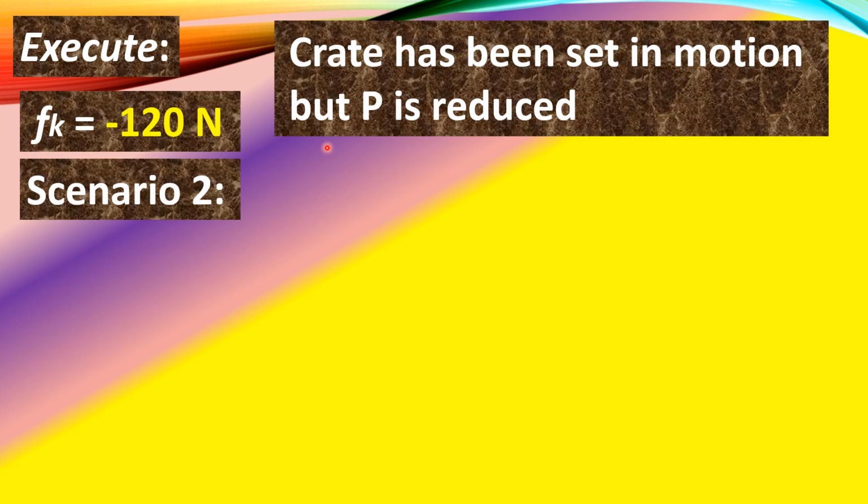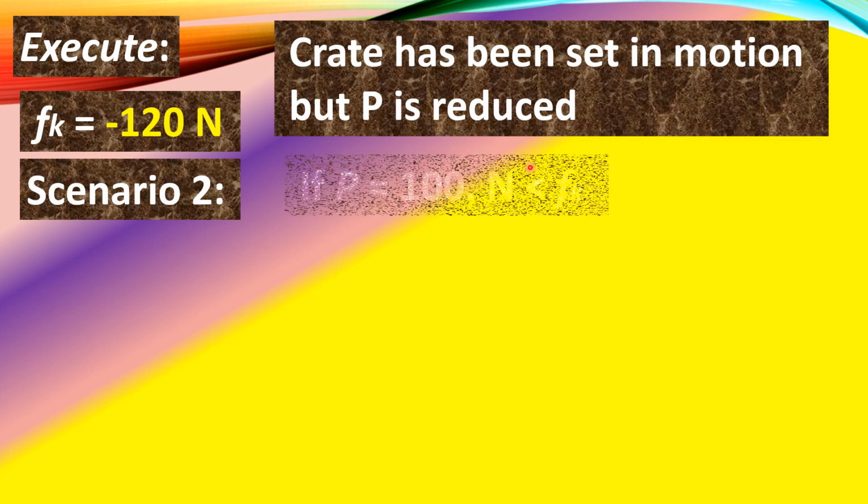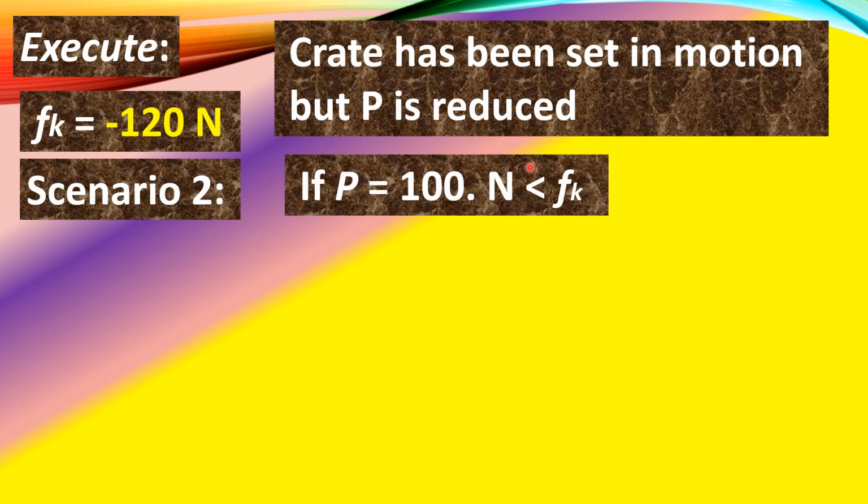What is the second scenario? If the applied force capital P is less than the kinetic friction, say for example, the magnitude of the applied force P equals 100 newtons, what will happen to the crate?